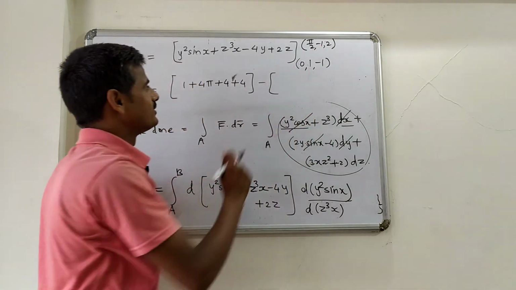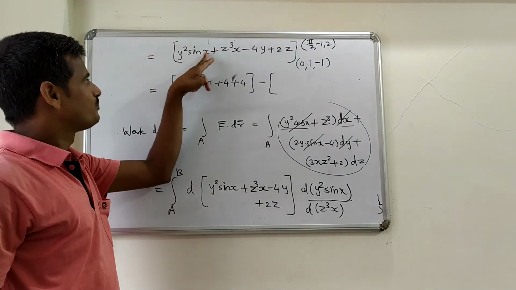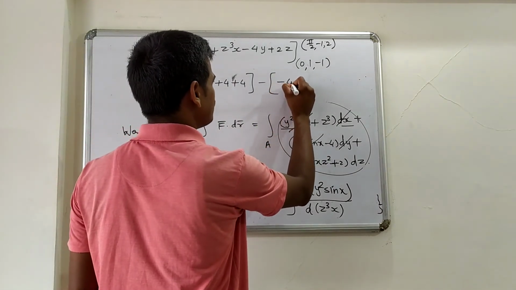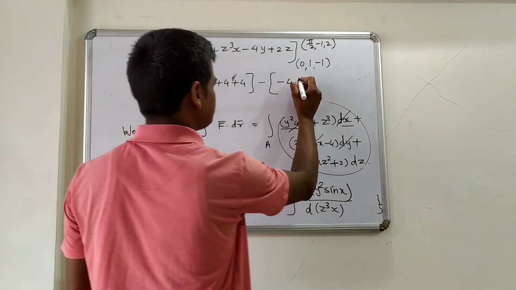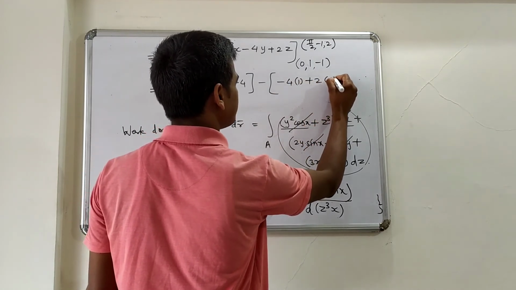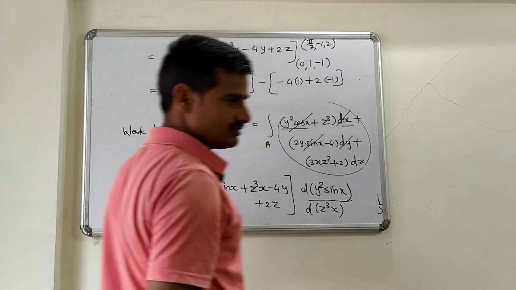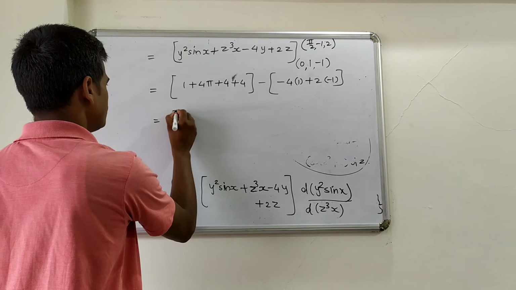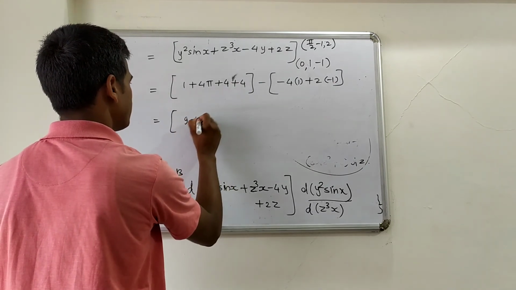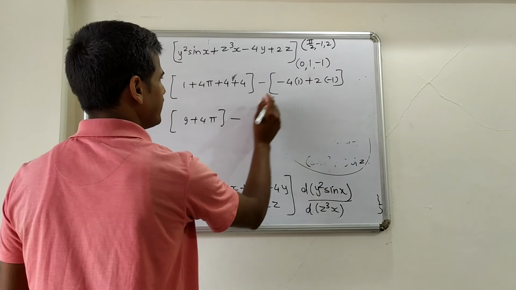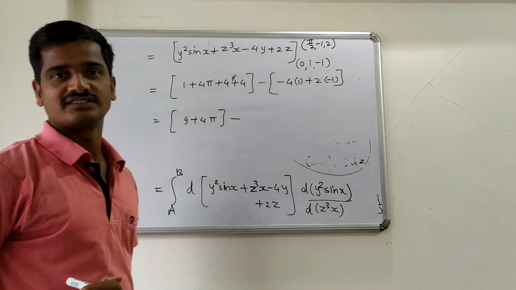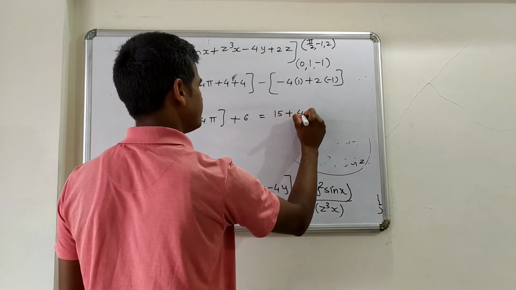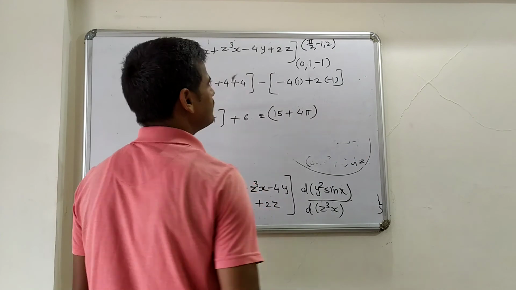Minus for lower limit. So x is 0, so sin x is 0, so the first two terms are 0. Minus 4y, so minus 4, y is 1, and plus 2z, z is minus 1. So what is this value then? It is equal to 9 plus 4 pi minus 4 minus 2, minus minus 6, so plus 6, so 15 plus 4 pi units.